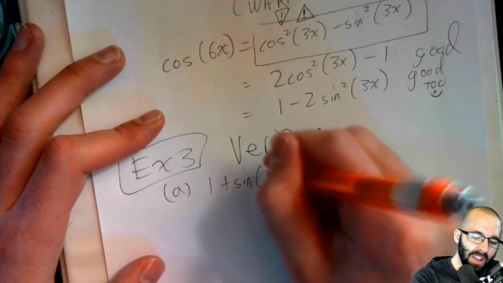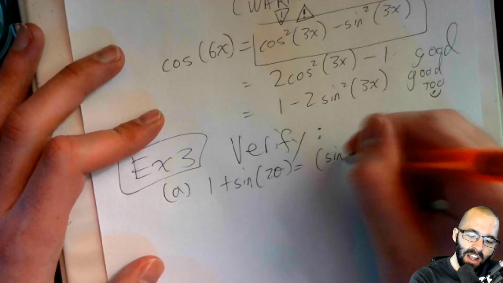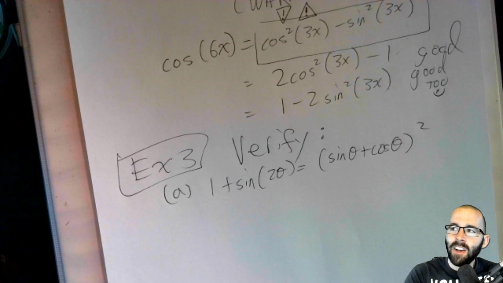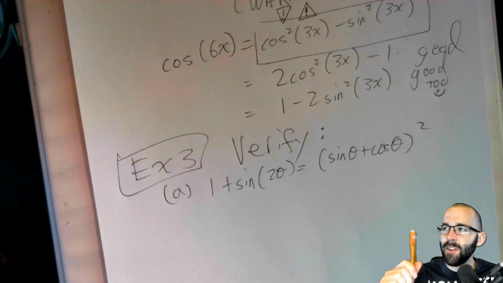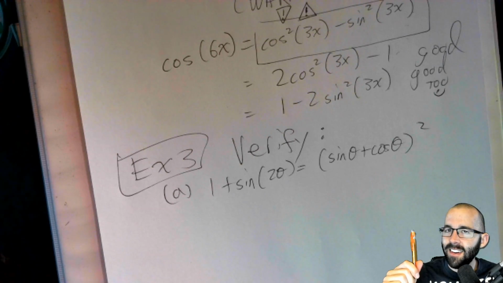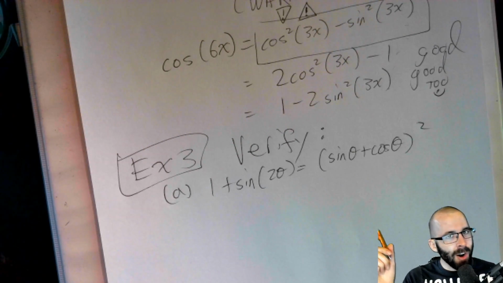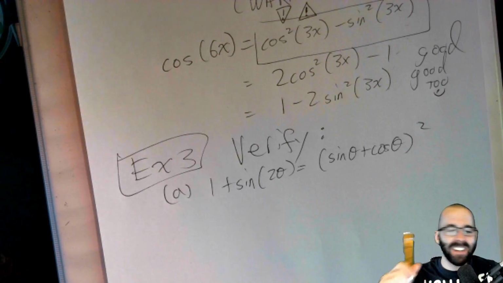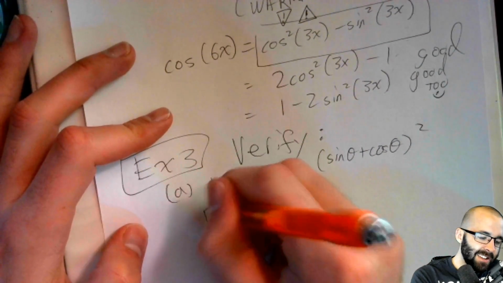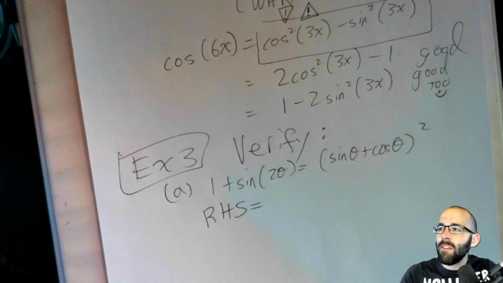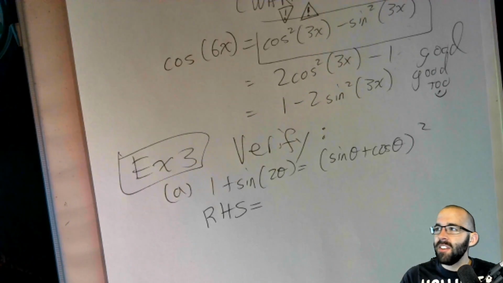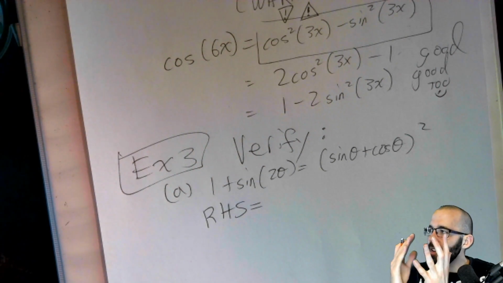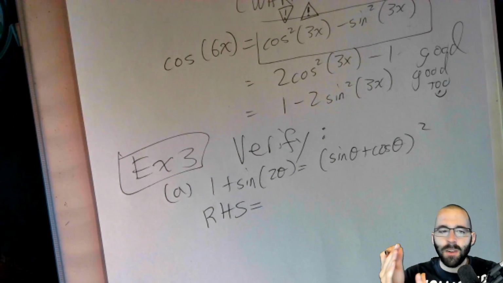1 plus sine of 2 theta equals sine of theta plus cosine of theta, squared. And now you have 2 choices here. Do you want to start with the left side or the right side? And neither answer is wrong, but one of them is going to be a little easier for most people. Okay? We are going to start with the right-hand side. And remember, every time you verify identities, you start with the hard side and move to the easy side, or start with the side that you can see something to do with.